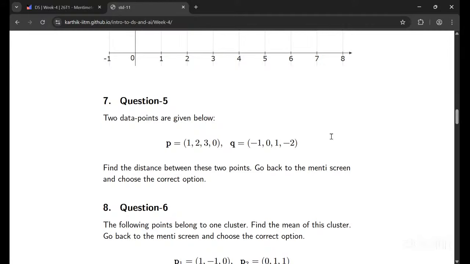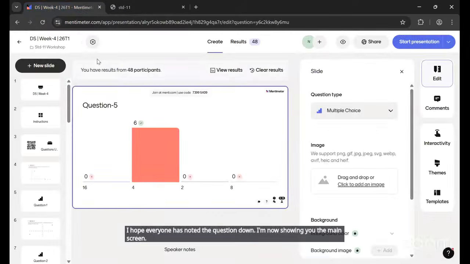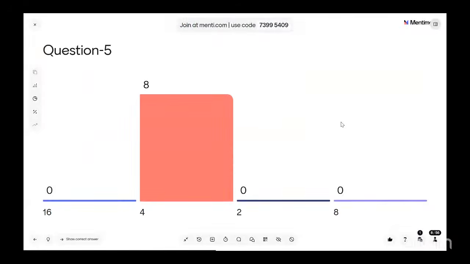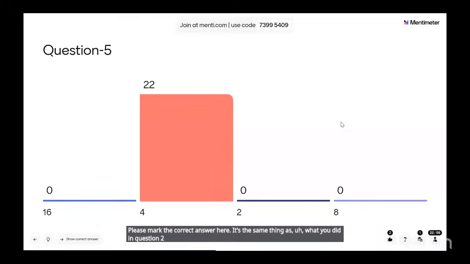I hope everyone has noted the question down. I'm now showing you the Menti screen. Please mark the correct answer here. It's the same thing as what you did in question 2 and 3. I've just increased the number of dimensions corresponding to a point.